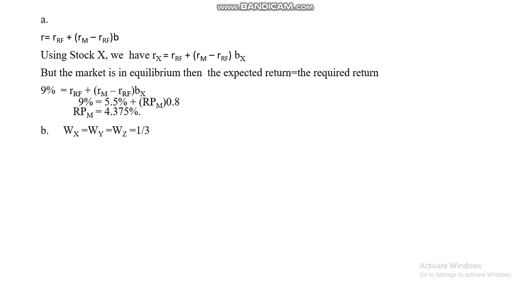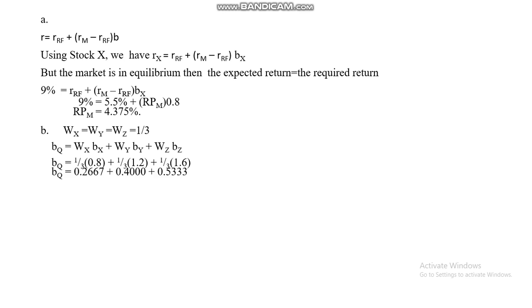As we know, beta of a portfolio is the weighted average of beta of each stock included in this portfolio. Then we can write beta Q equals weight of X times beta X plus weight of Y times beta Y plus weight of Z times beta Z. Okay, that equals 1/3 times 0.8 plus 1/3 times 1.2 plus 1/3 times 1.6, and then beta of the fund Q equals 1.2.